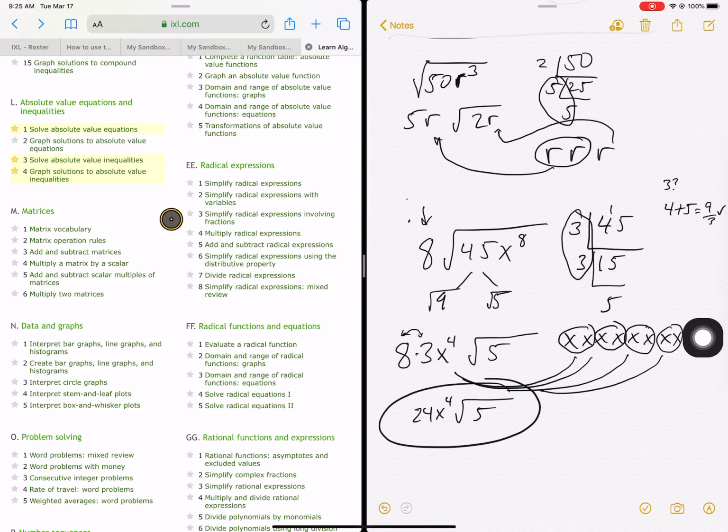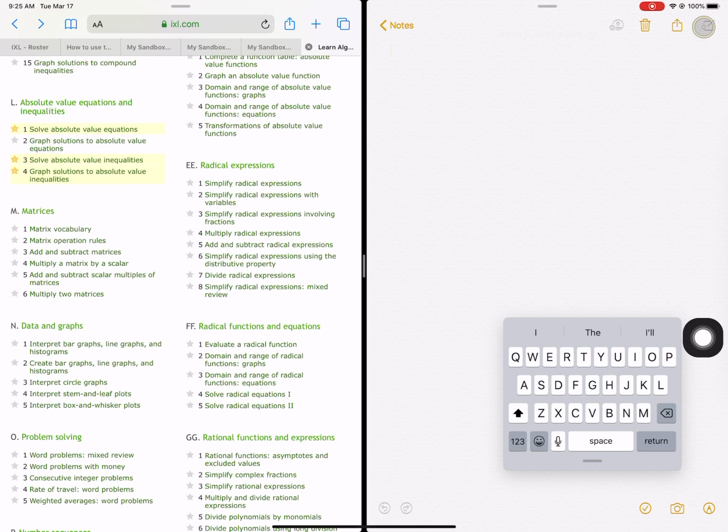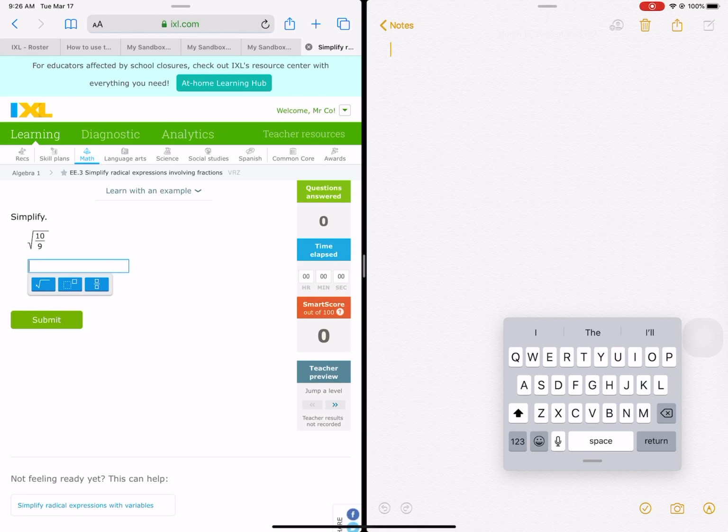So if you see right here, simplifying radicals, expressions involving fractions. Ooh, deadly word, fractions. Okay. Let's go ahead and tap on that. This is EE.3, simplifying radical expressions involving fractions.